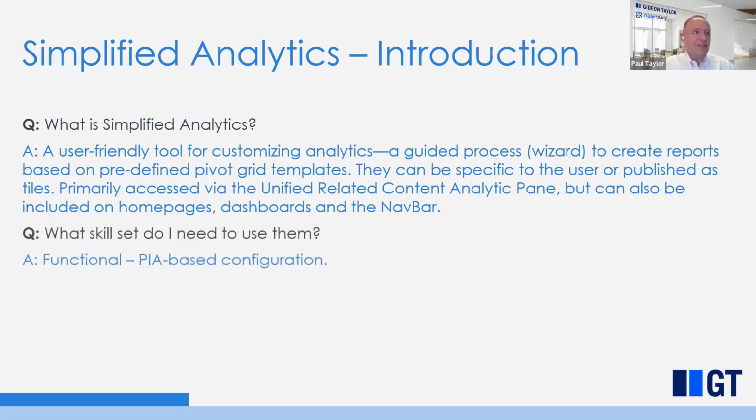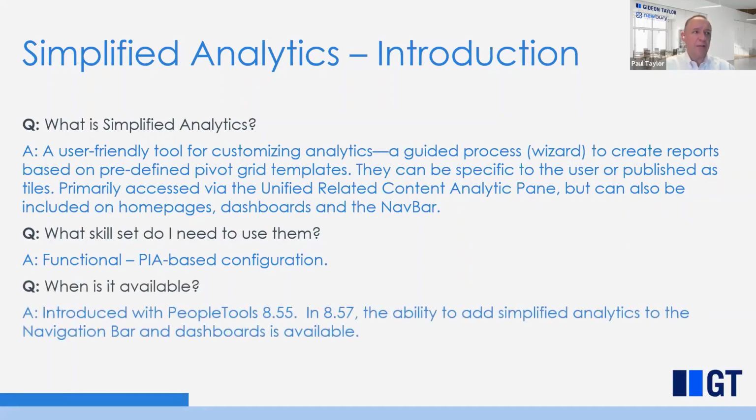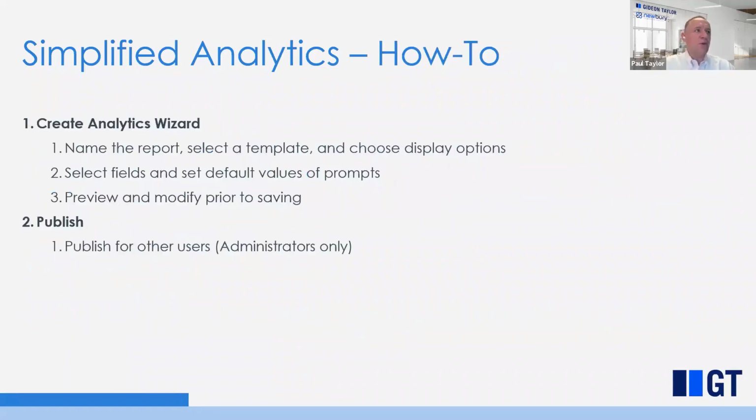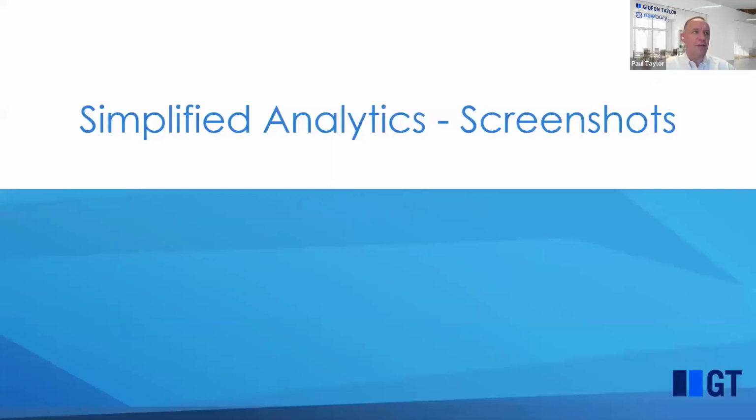The skill set you need, this is functional. Basically, if you've got the pivot grid to start with, this is a PIA-based configuration to deploy pivot grids as a simplified analytic. It became available in 8.5.5, and then you had new deployment options that came out in 8.5.7. So what you need is the Create Analytics Wizard, which we'll give you a look at. You have some simple steps there, and then after you have stepped through the wizard, then you can publish it for other users. It takes an administrator to do that.